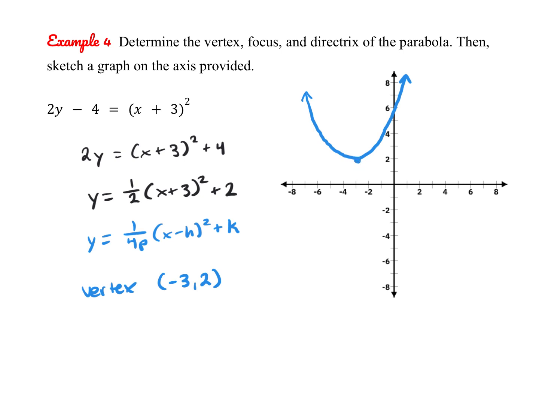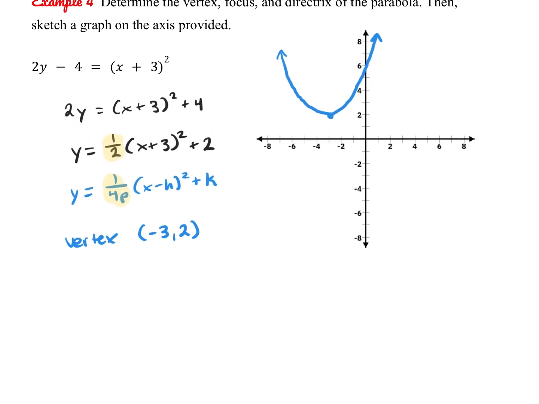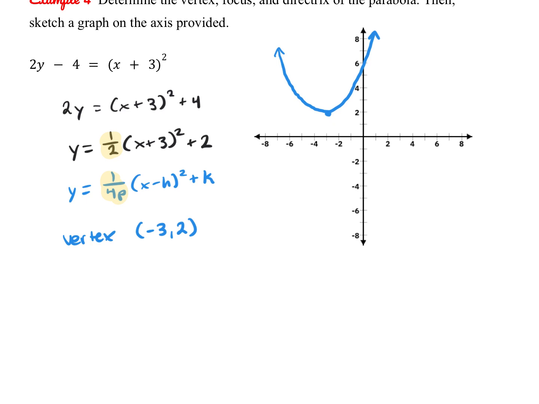So now I need to figure out what that p-value is so I can determine where my focus and directrix are. So let's find our p-value. I'm going to do this over here on the bottom. So 1 over 2 is going to equal 1 over 4p. 2 equals 4p. So my p-value here is 1/2. So I'm going to go, from my vertex, up 1/2 unit, and that's going to be where my focus is.